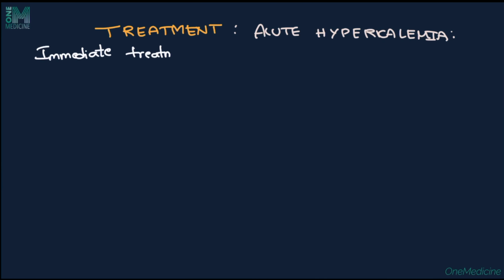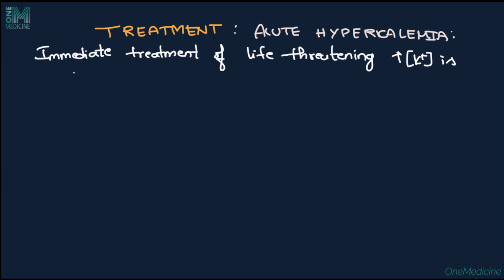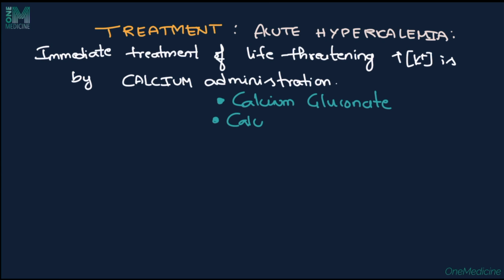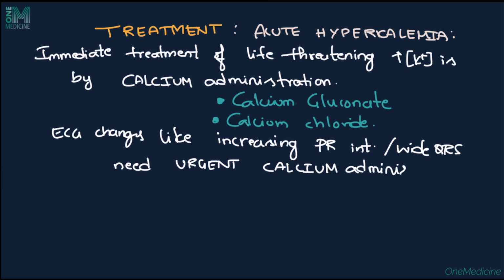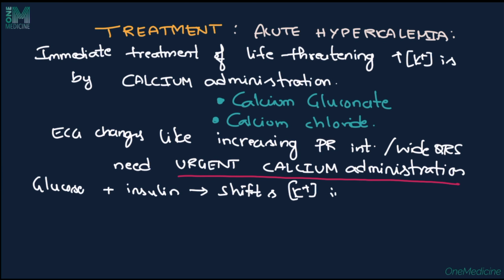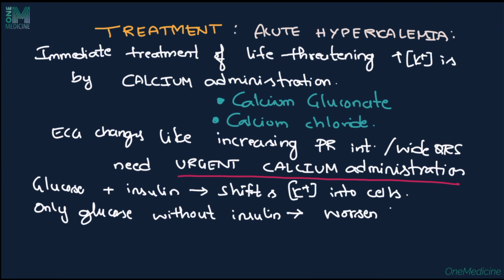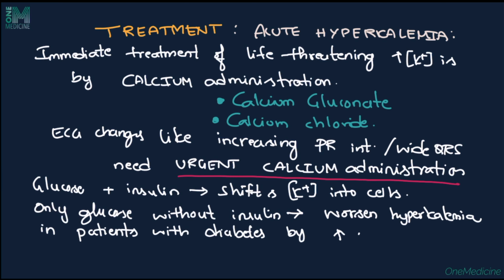The immediate treatment of life-threatening hyperkalemia is the administration of calcium, usually in the form of calcium gluconate or calcium chloride. ECG changes such as increasing PR interval or widening QRS complex warrant treatment with calcium. Glucose and insulin therapy will shift potassium ions into the cells. Acute administration of glucose without insulin can potentially worsen hyperkalemia in patients with diabetes mellitus by raising extracellular osmolality and causing potassium to shift into the extracellular space.